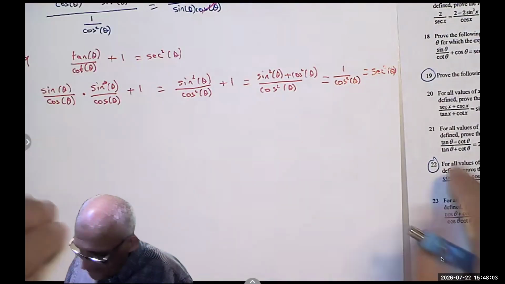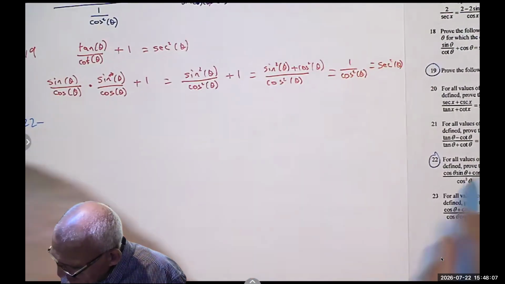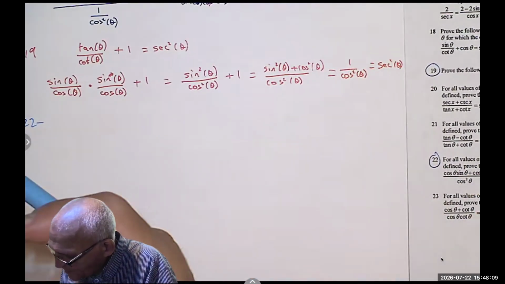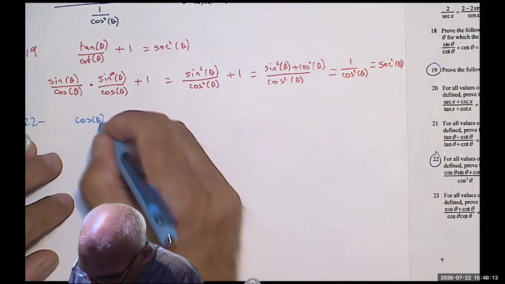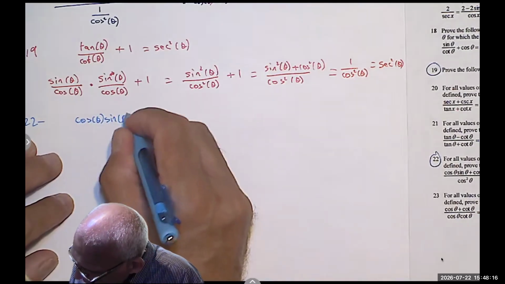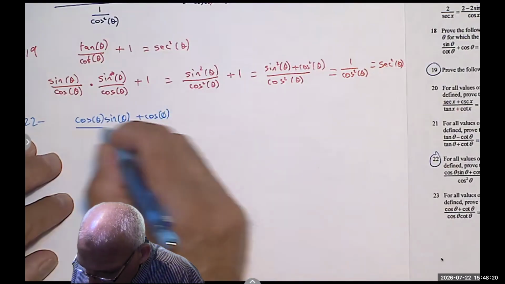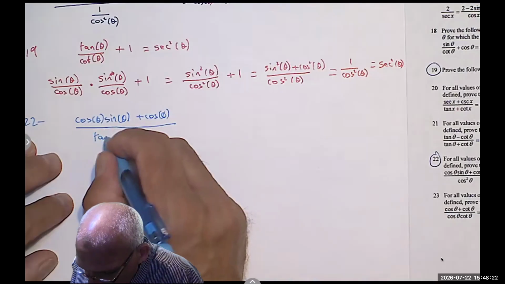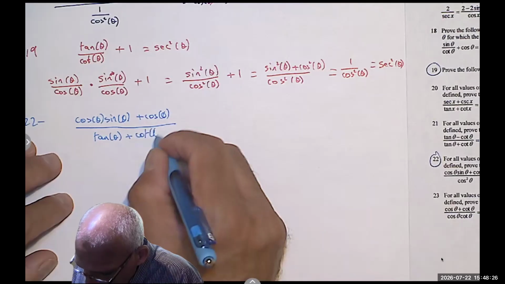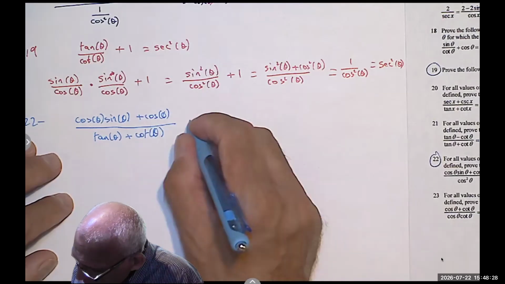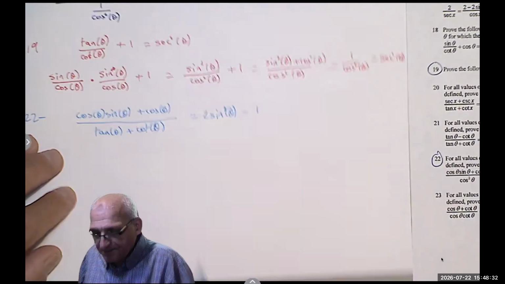Easy. Number 22. They say for all values of theta for which the expressions are defined, prove the following is an identity: cos theta sine theta plus cos theta, divided by tan theta plus cotan theta, equals 2 sin²θ minus 1.